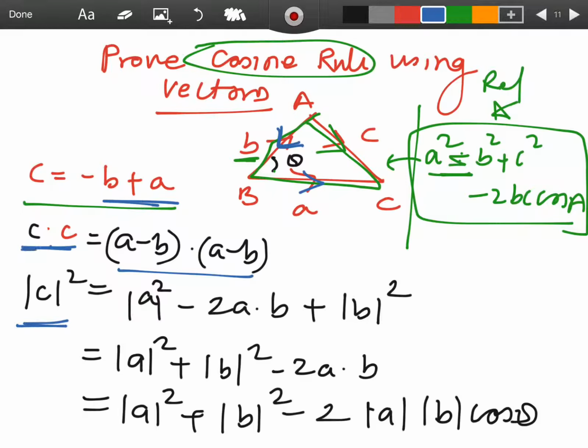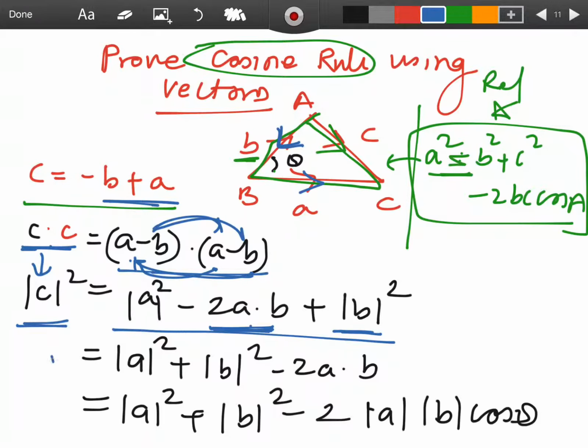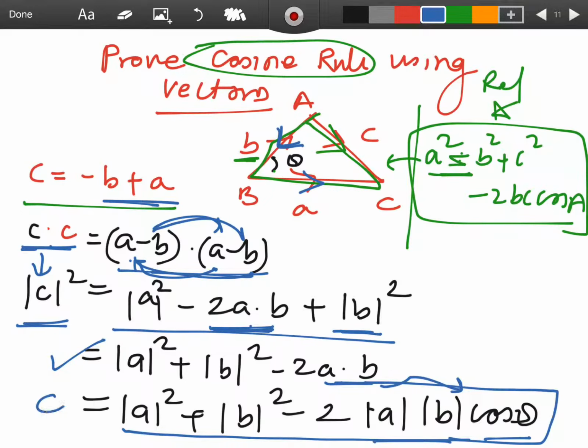So C dot C is magnitude of C squared. And if you open it up, you're going to get this as in the previous example. Because A dot A is going to be magnitude of A squared, minus A dot B minus B dot A, and plus B dot B, which is going to be this. And twice A dot B, both being negative, gives you this term. So your standard definition is going to be applied out here. A dot B is going to be magnitude of A, magnitude of B into cos theta. So clearly you can see that this is your cosine rule. So C squared is A squared plus B squared minus 2AB cos theta.